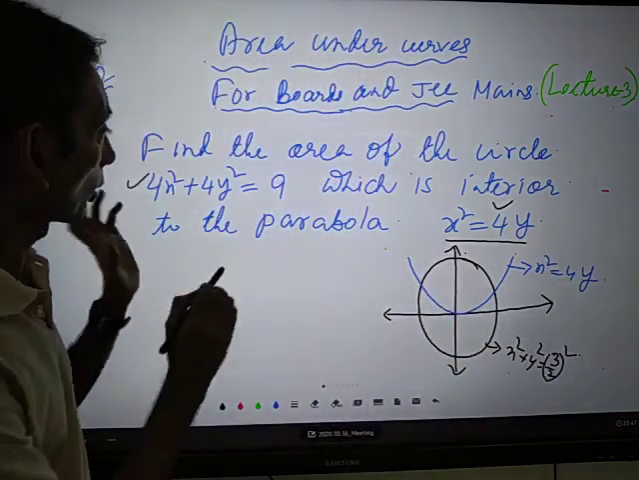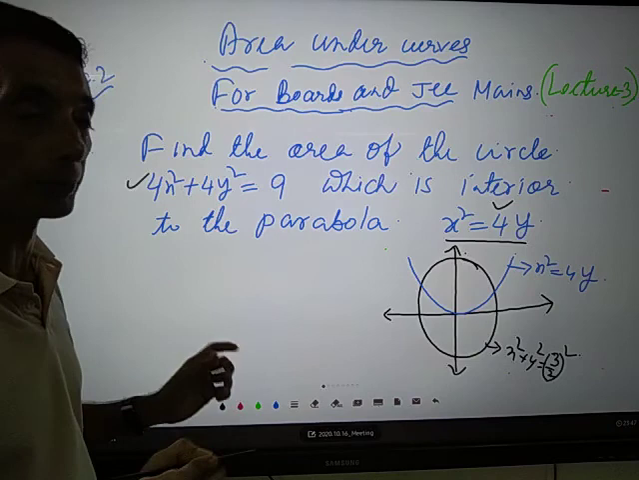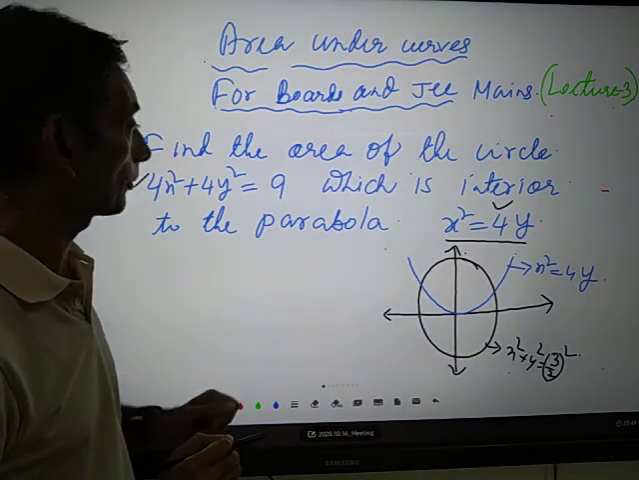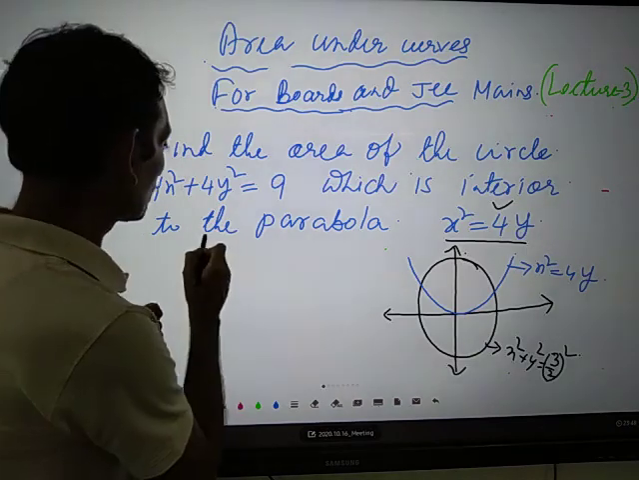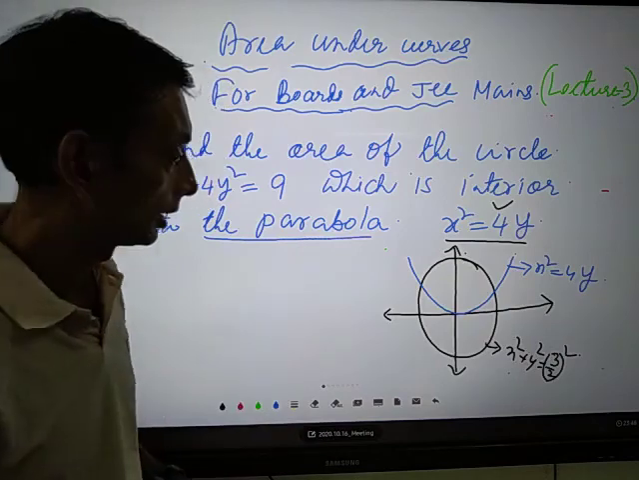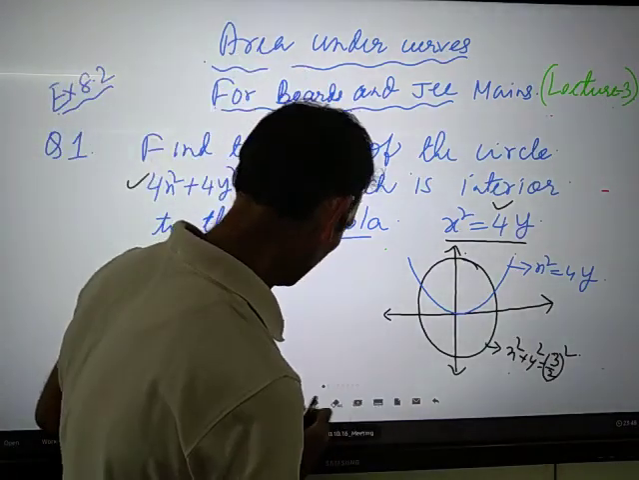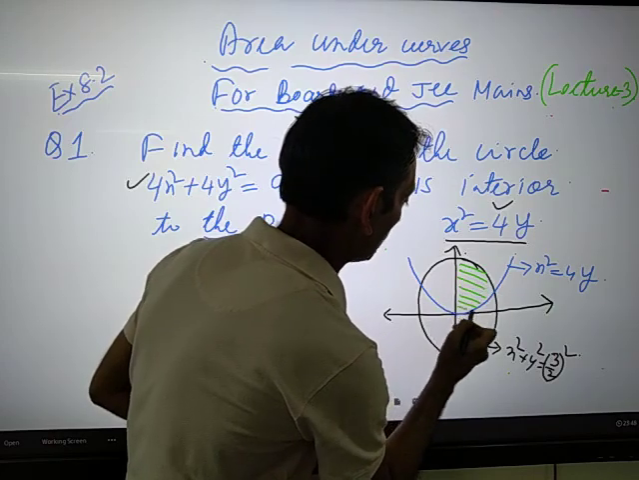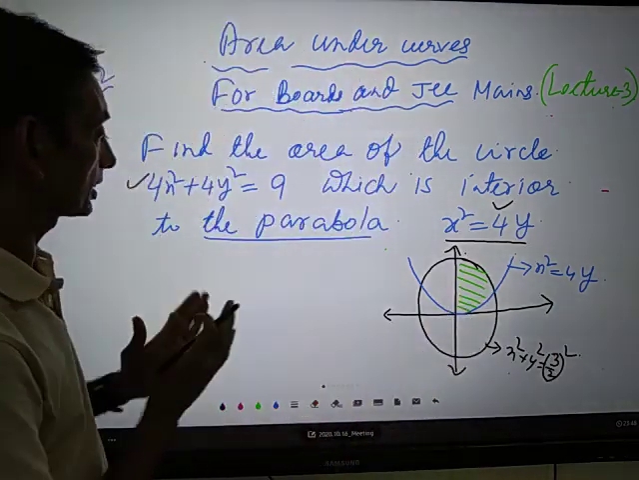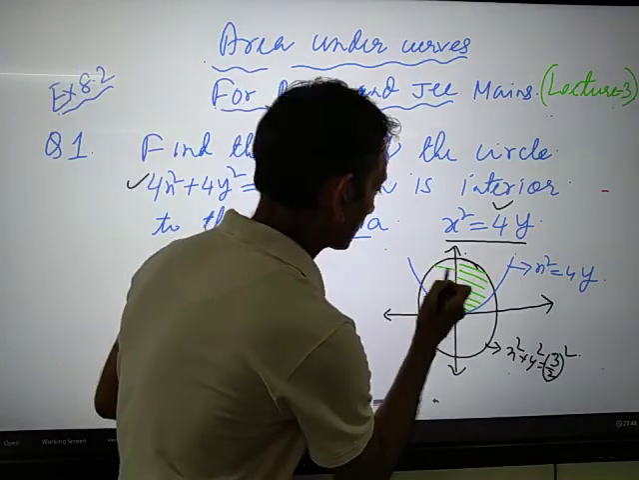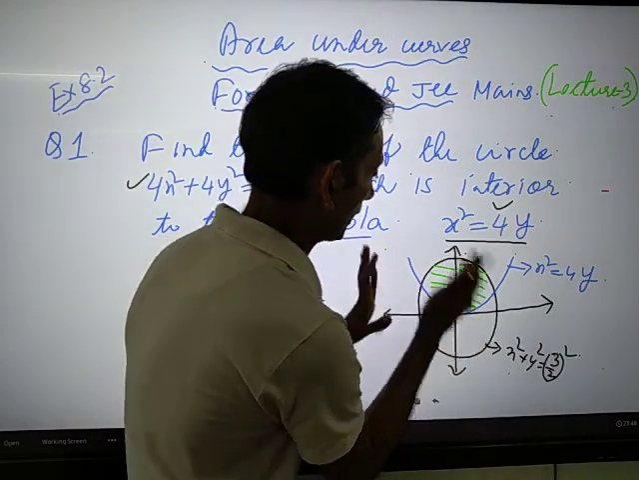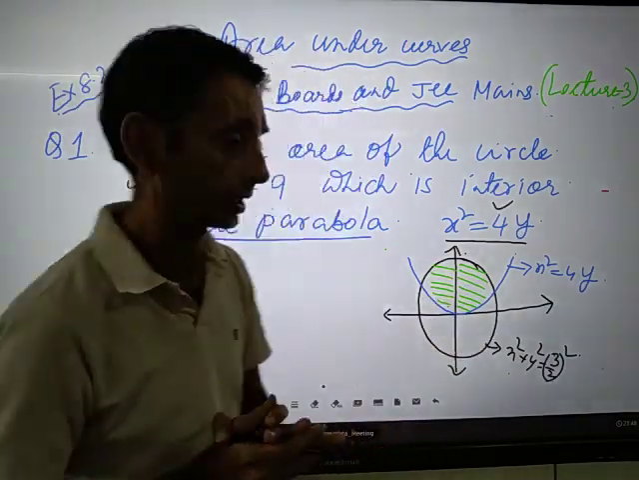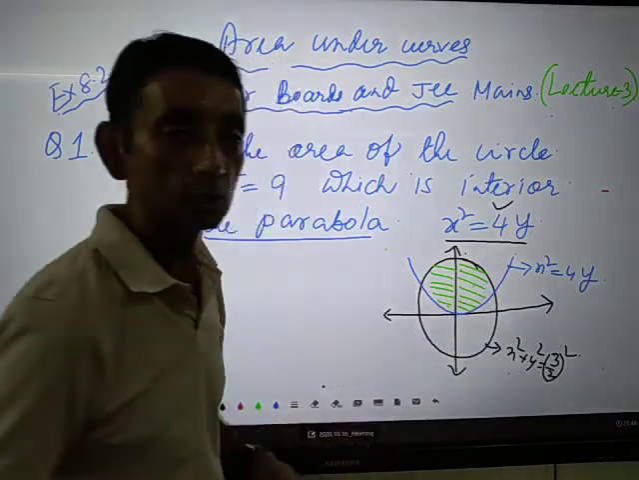And according to the question, what we need to find out is the area of the circle which is interior to the parabola. So which is interior to the parabola, we'll just mark the portions. This portion is interior to the parabola, and this portion also, which is bounded by parabola as well as circle. So we need to find the area of the two portions.